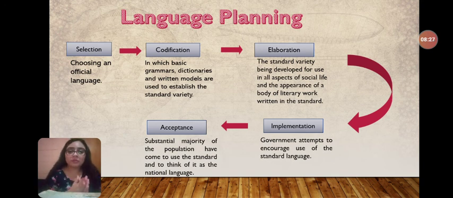So the first step is the selection. Then they have the codification, in which basic grammar, dictionaries, and written models are used to establish the standard variety. Then they have the elaboration, where the standard variety is developed for use in all aspects of social life, and the body of literary work written in the standard appears. Then they have the implementation, where the government attempts to encourage the use of the standard language that they have chosen. Then they have the final step, the acceptance, where the population begins to use the standard language, and they notice that it is the national language.